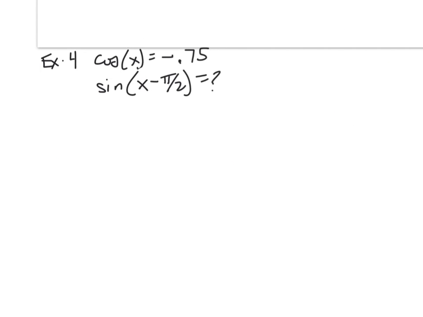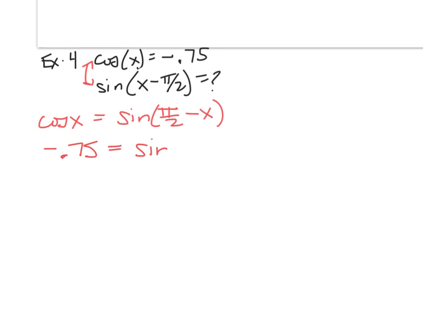So I notice that I've got cofunction identities in example 4. So I'm going to just write that identity. Cosine of x is going to equal sine of the other angle, which is pi over 2 minus x. Now what I'm going to do is do the substitution. So I get negative 0.75 is equal to sine of pi over 2 minus x. Now what you want to ask yourself is, what type of function is sine? Is it even or is it odd? And the answer to that is sine is an odd function. The only ones that are even are cosine and its reciprocal.